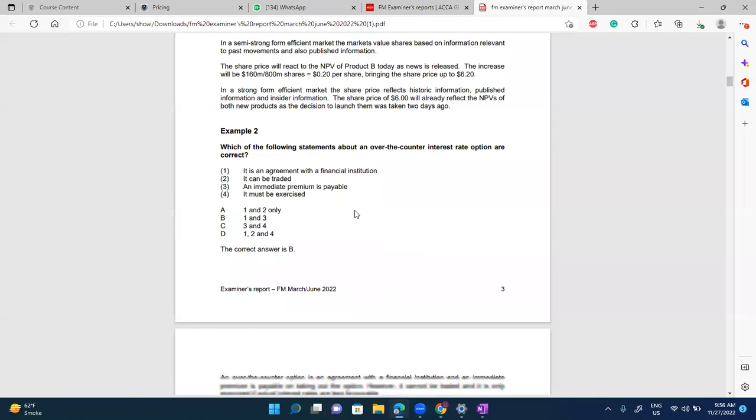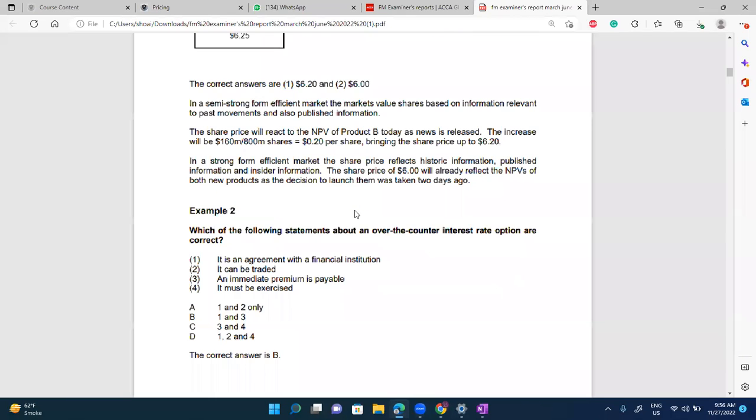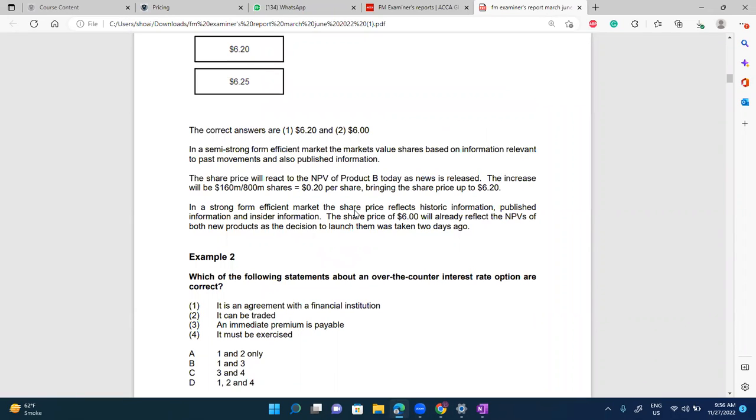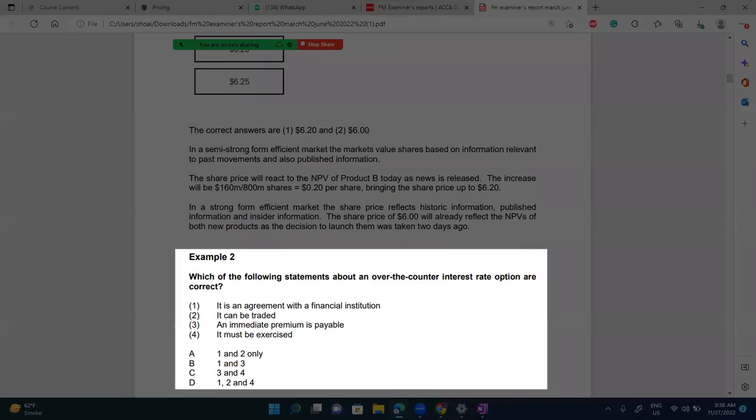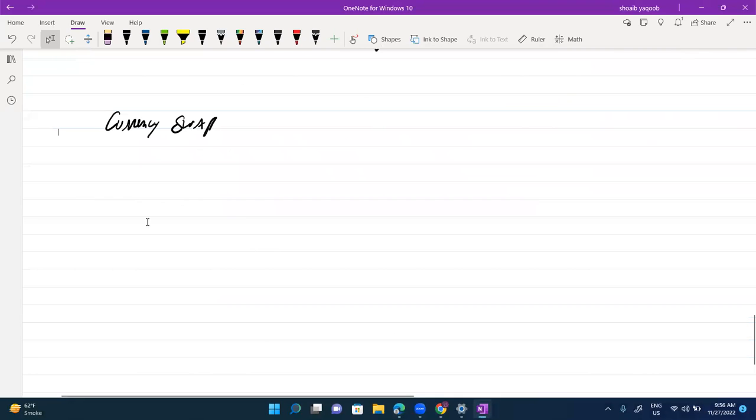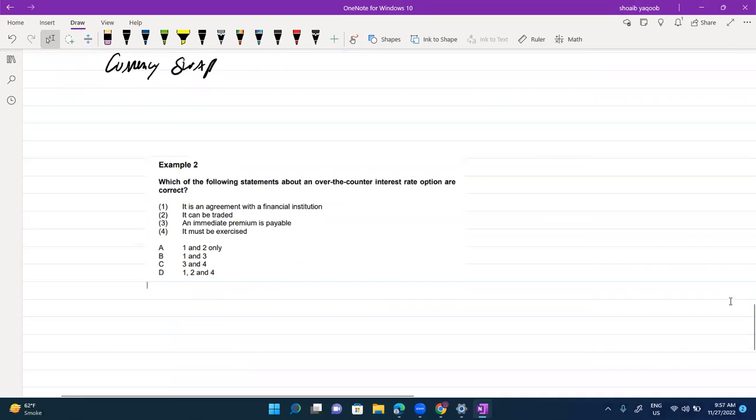Okay, this is the question. Example number 2, which of the following statements about an over the counter interest rate option are correct? One, it is an agreement with a financial institution. Two, it can be traded. Three, an immediate premium is payable. Four, it must be exercised. Over the counter interest rate option है, over the counter ध्यान में रखिएगा. Please try to answer this, guys.